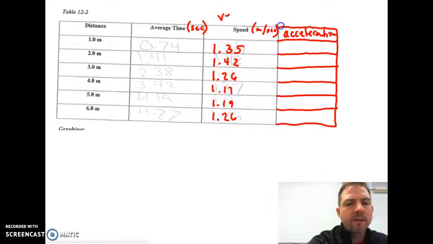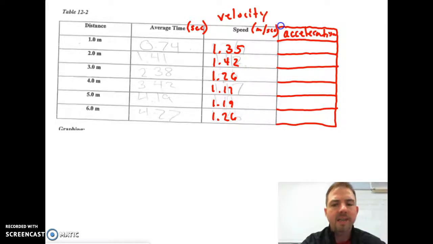Now right away, before you start calculating acceleration, we need to remember that not only is this speed, but we can also refer to this as velocity. Remember, velocity is speed in a given direction. So when I show you the formula for acceleration, I'm going to use the word velocity.